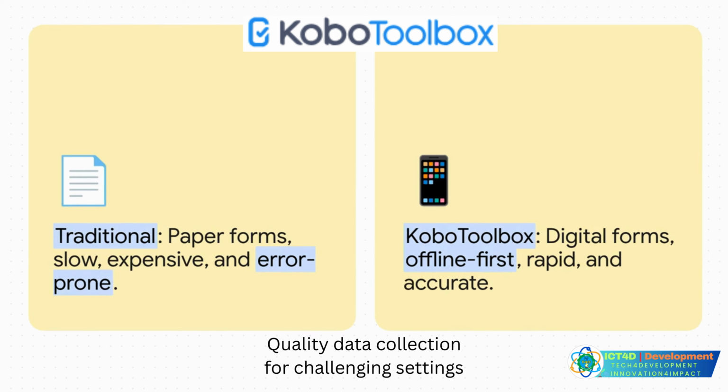And the difference this makes, it's just night and day. Think about the old way, right? Piles and piles of paper forms, someone has to manually type all that in. It was slow, expensive, and just filled with errors. Kobo Toolbox just throws all that out the window. It replaces it with a digital, offline-first system that's way faster, way cheaper, and so much more accurate.